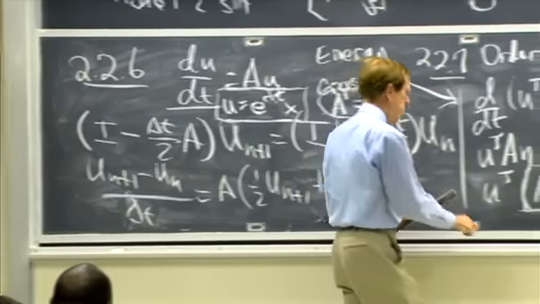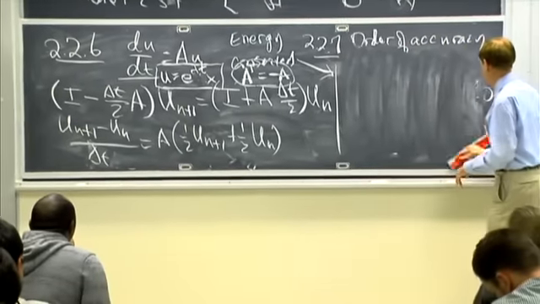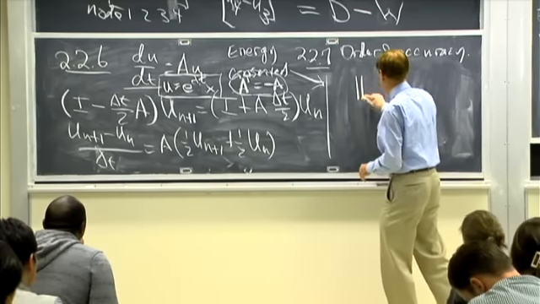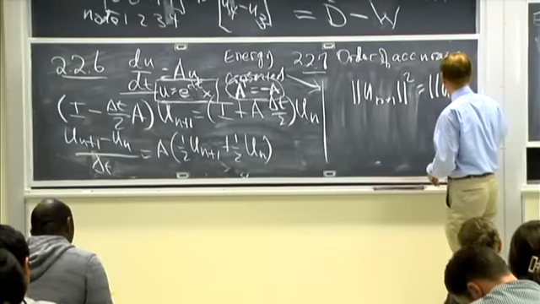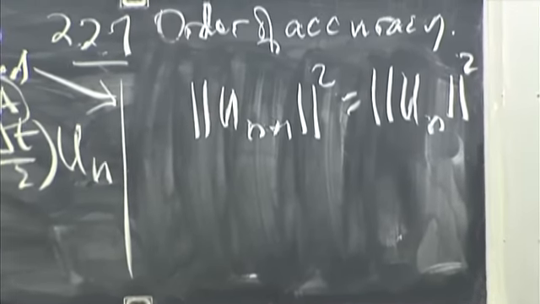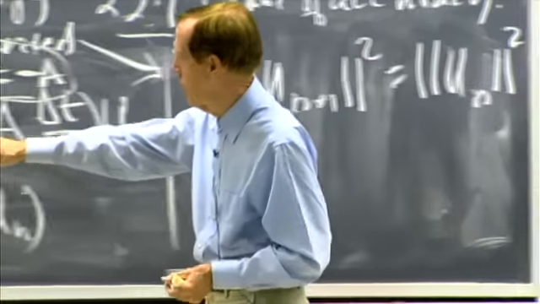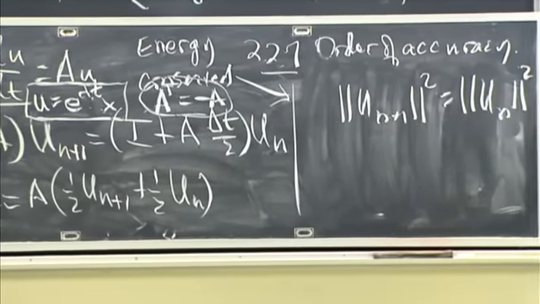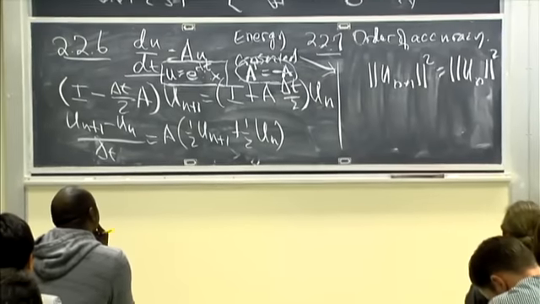What do I now want? If you don't mind my erasing, I'm now going to look at the discrete guy. So now I'm looking at when is un plus 1 squared equal un squared. That's what I mean by conserving energy in the discrete case. At every step, same energy. So now I want to look at the energy in un plus 1 compared to the energy in un, and I want to see that this holds. Probably there's some smart way to do that.